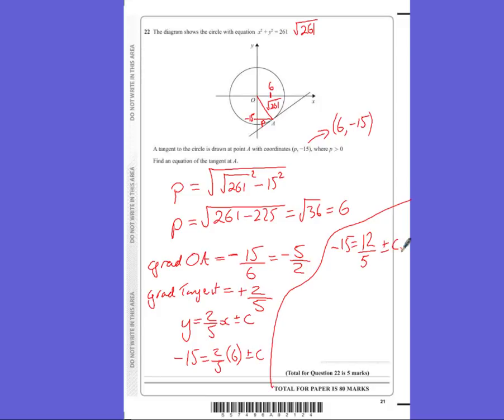Plus or minus c. Now to get c on its own, I'm going to take that 12/5, so 2 and 2/5, off the other side. So 2 and 2/5 off that will give us minus 17 and 2/5 for c. So c is minus 17 and 2/5. So the equation of our line is going to be y equals 2/5 x, the gradient, minus 17 and 2/5.